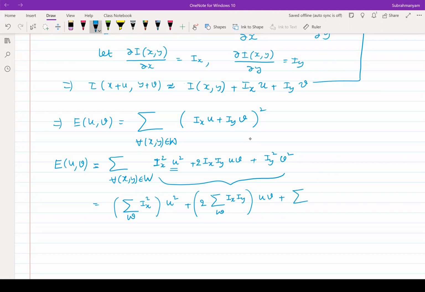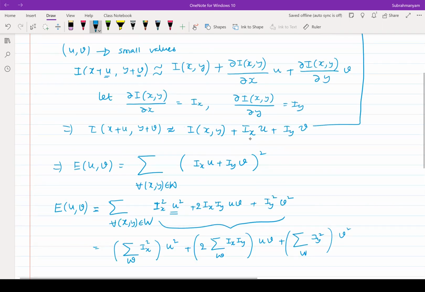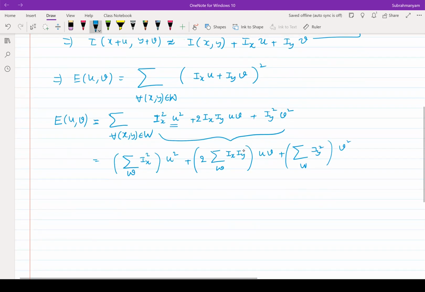Similarly, over the window I would take Iy, square them up, sum them up, and the whole thing is v square. Hope you are able to follow so far. If you want some interpretation in terms of numerical computation, you go to each pixel within that image and compute the derivative of it in the x direction. You already know the forward difference, central difference or backward difference, it's up to you. You compute that Ix value for each xy in this window.